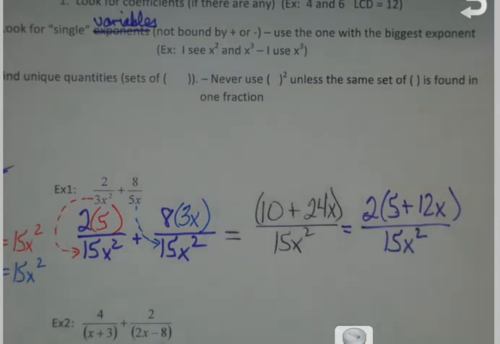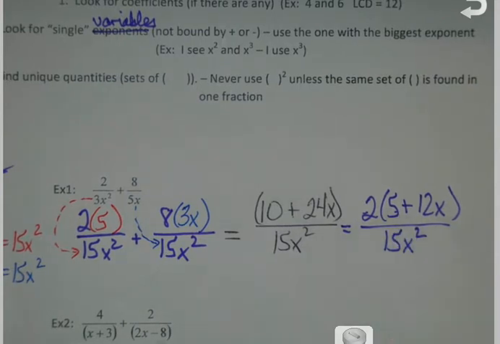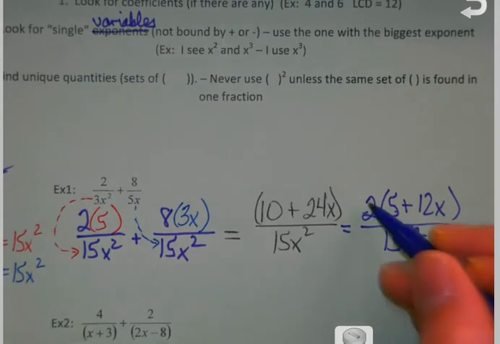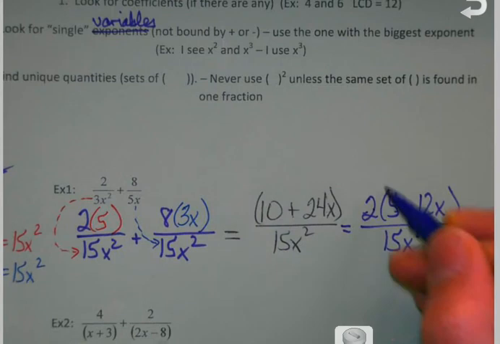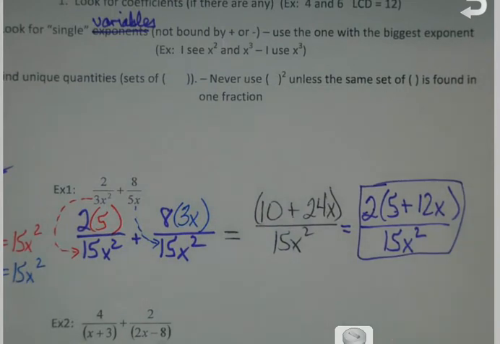And once I've done that, I take my last peek. I say, okay, is there something that I can cancel? But what's in the parentheses is off limits, because I don't see another 5 plus 12x anywhere. So here's the only place I could do anything, and 2 doesn't go into 15. So that's as far as I can go. Okay? But you do. It's a process. It's not something that's just lickety-split and I'm done.